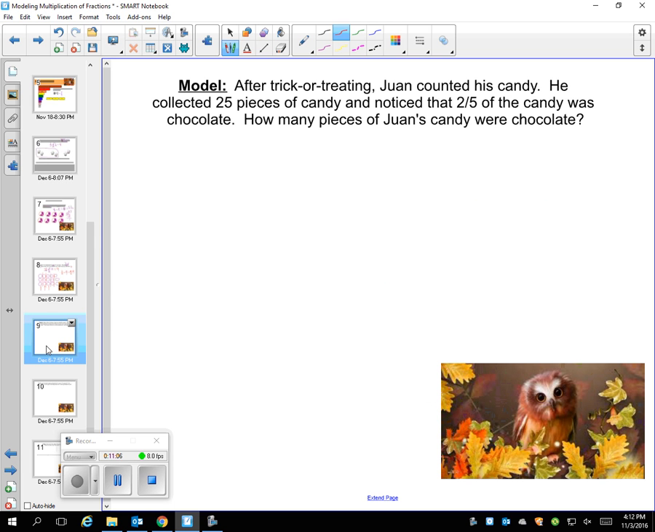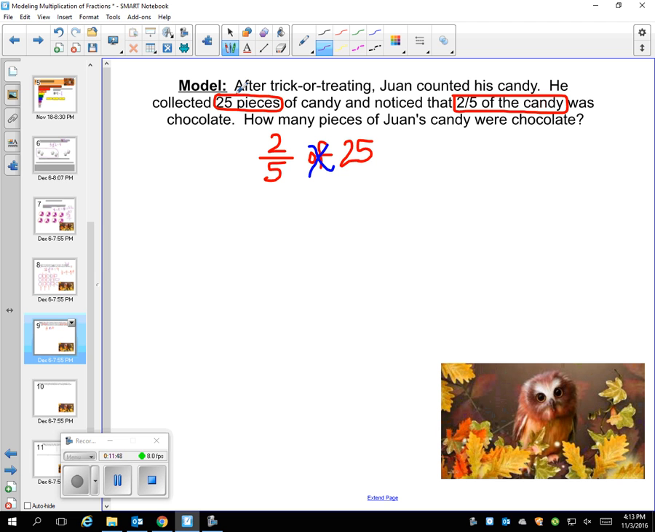All right, let's draw another one. After trick-or-treating, Juan counted his candy. He collected 25 pieces of candy and noticed that 2/5 of the candy was chocolate. How many pieces of Juan's candy were chocolate? So let's take a look at what we have. We have 25 pieces of candy, and we need to figure out how many 2/5 of the candy is. 2/5 of that. So we're looking for 2/5 of 25. Remember, I told you that that word of means multiply, so we're actually multiplying here, but we're going to model it.